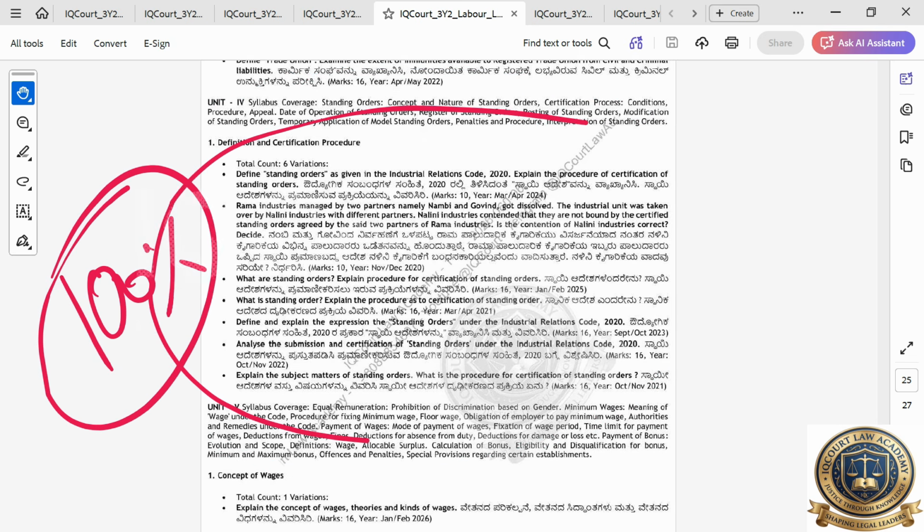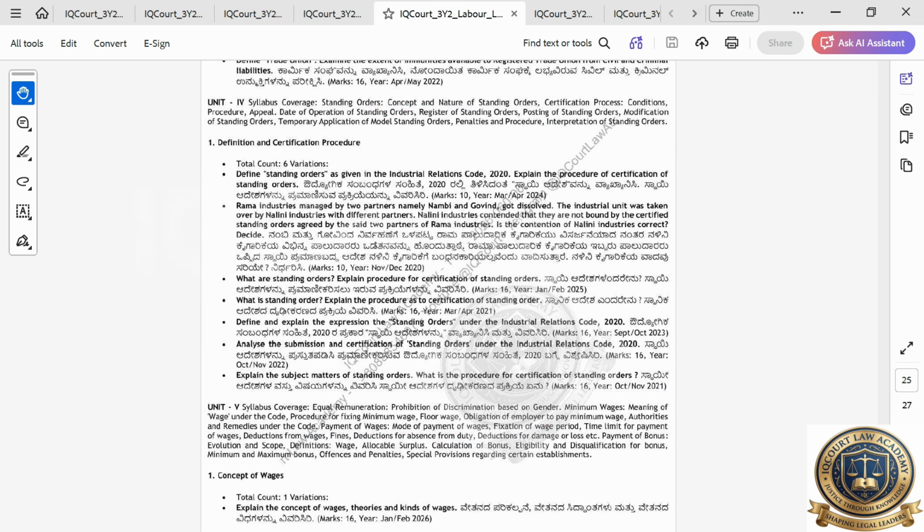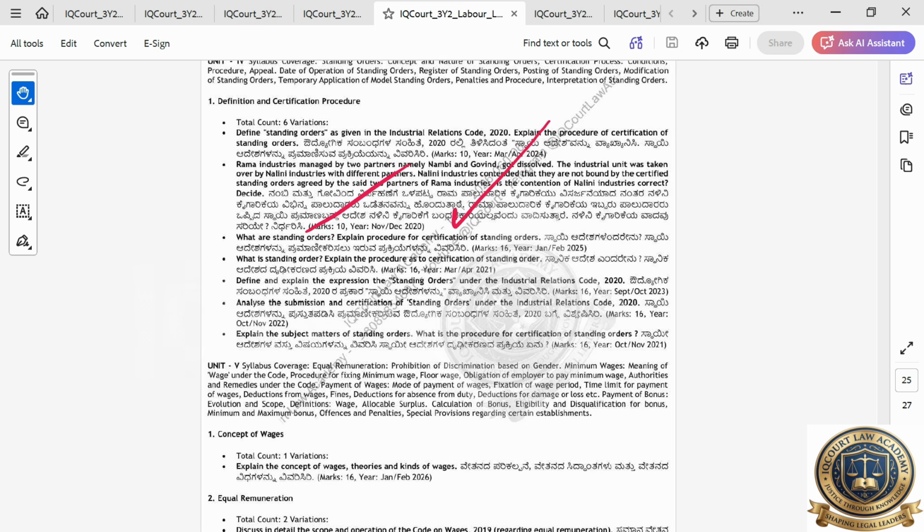See, this is a very simplified, very simple concept. You just need to study the IQCourt Law Academy study material. What is standing order? Explain the procedure for certification of standing order. What is standing order? I already explained in the YouTube video.